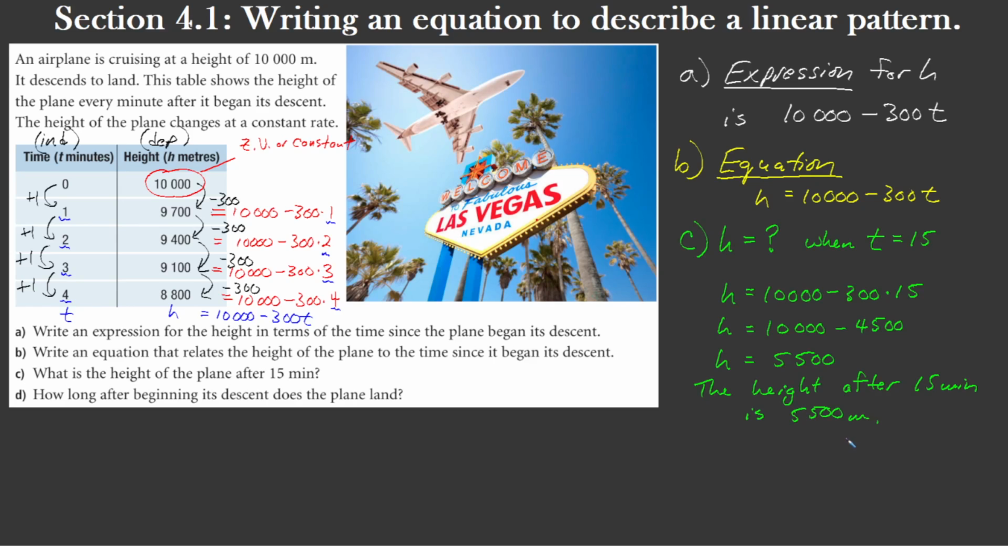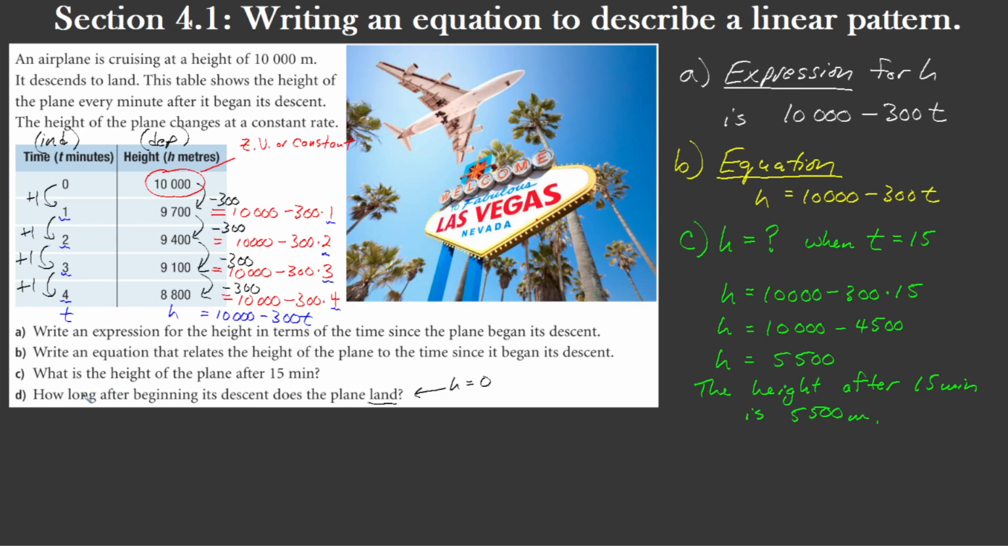And last but not least, I think I can squeeze the last one underneath down here. D says, how long after the beginning of its descent does the plane land? So what is going to constitute landing in this case? What you want to think of is what height you'd be at when you landed. What's your height above the ground? Well, when you land, you're at the ground. So landing would mean that h would equal 0.